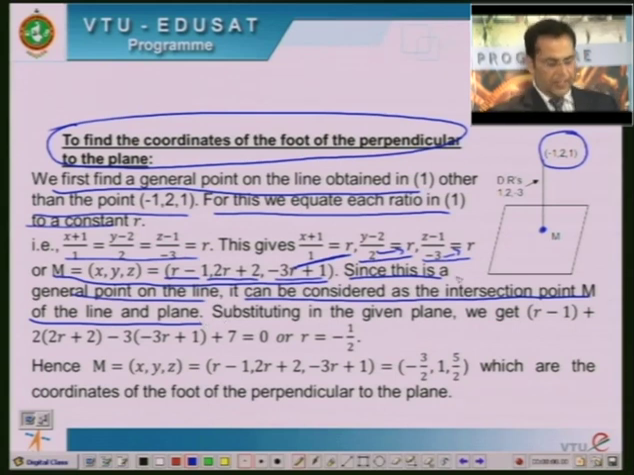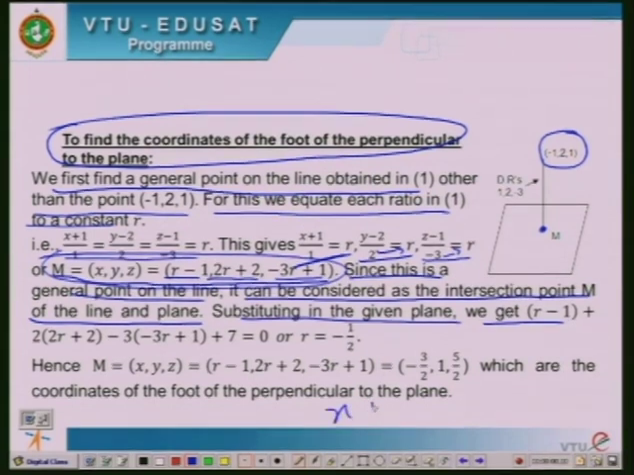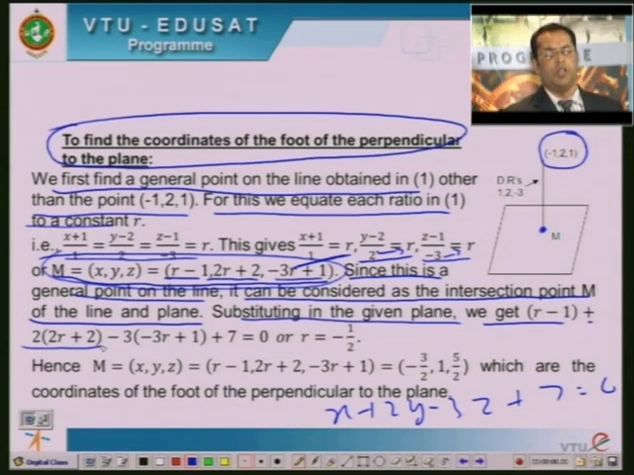In other words, it can be taken as the foot of the perpendicular itself. The point M here is both a point on the line as well as a point on the plane. That means the point M satisfies both the line as well as the plane. So, to get the value of r, substitute this coordinate M in the plane equation, x + 2y - 3z + 7 = 0. Substituting x = r - 1, y = 2r + 2 and z = -3r + 1, you get (r - 1) + 2(2r + 2) - 3(-3r + 1) + 7 = 0, which simplifies to r = -1/2.